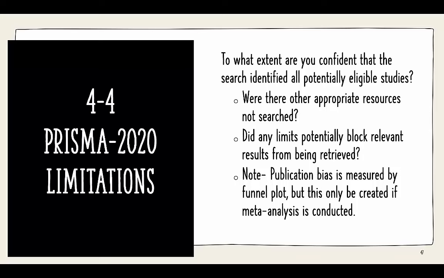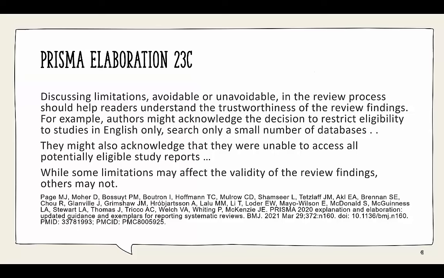Now, publication bias can be measured in a funnel plot, but this is only done if you do a meta-analysis. Otherwise, it's done qualitatively, right? We have to talk about it. So in the PRISMA elaboration document, this section comes up in 23C. I can't remember how many items it has on there, but 23C is the one where it talks about it. And so here I just pasted in their wording from there.